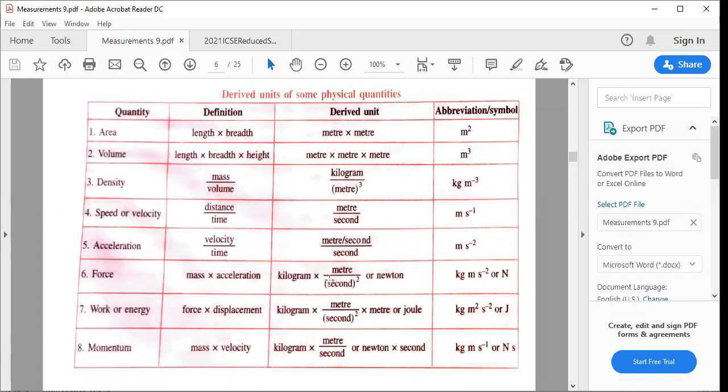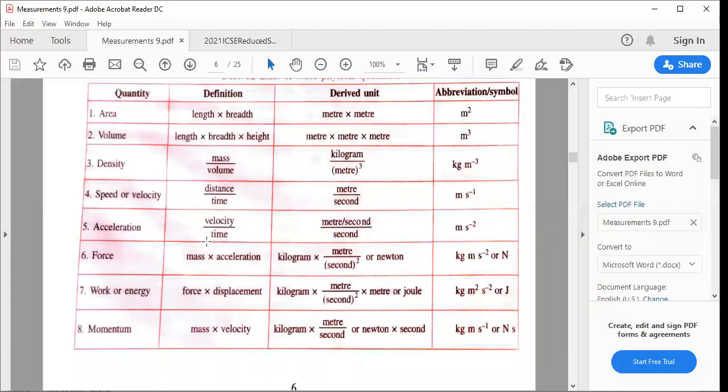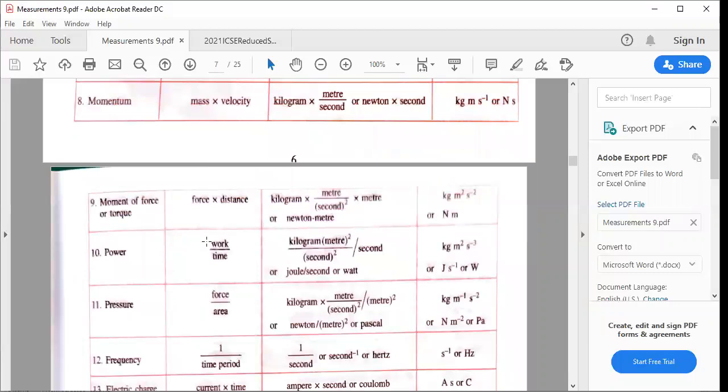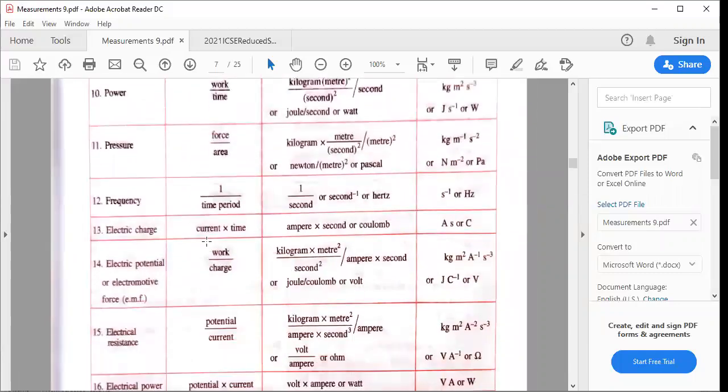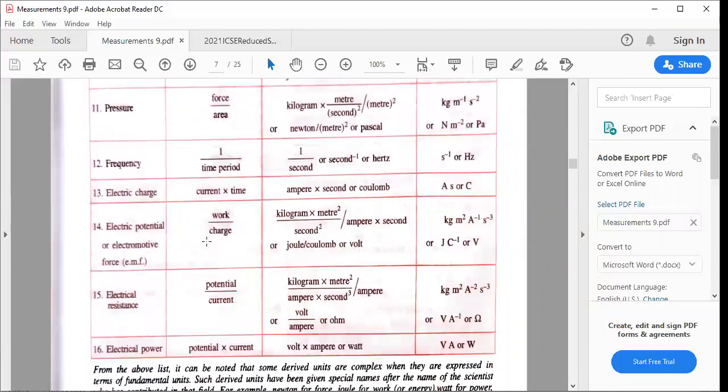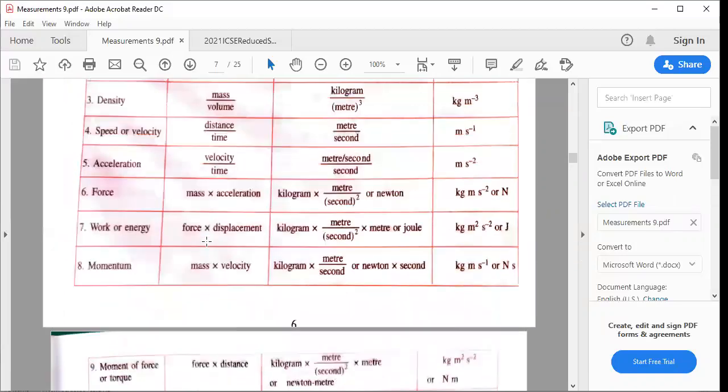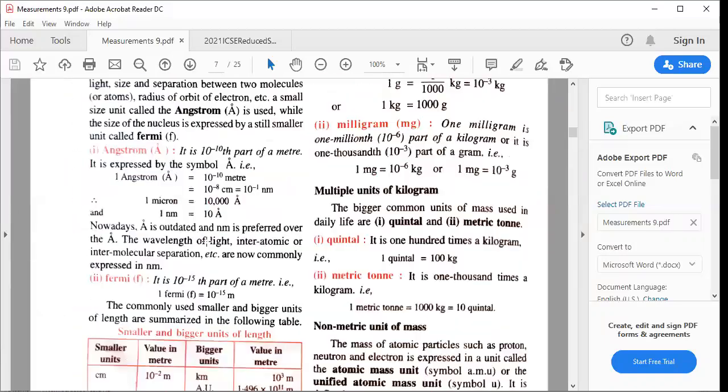So here we can see area, volume, density, speed, acceleration, force, work, energy, momentum. Momentum we have already seen. Moment of force, power, pressure, frequency. Okay, a lot of them.